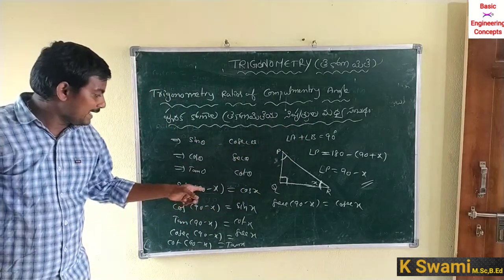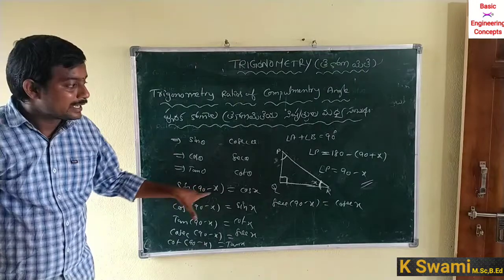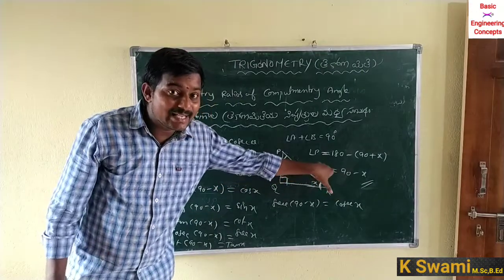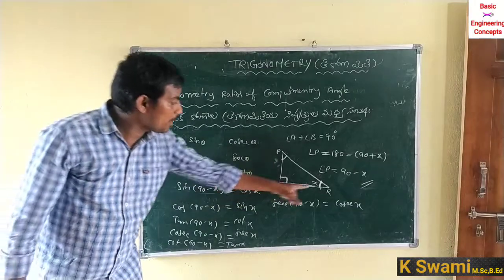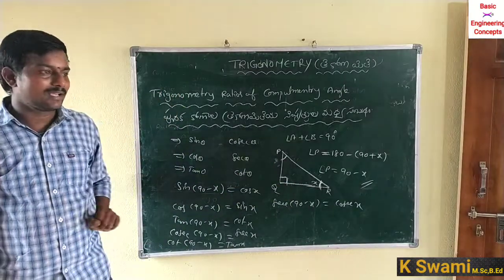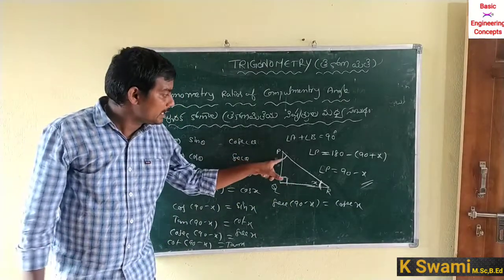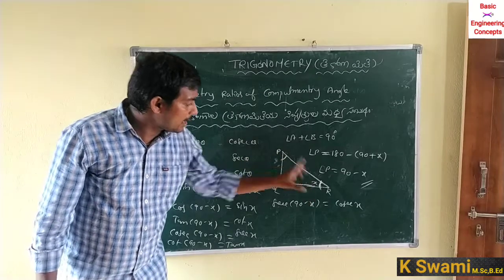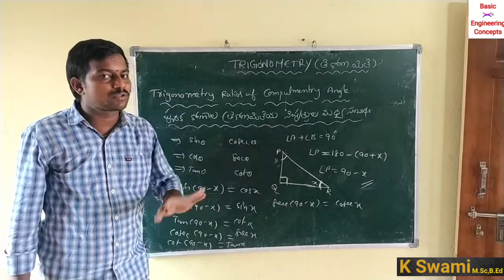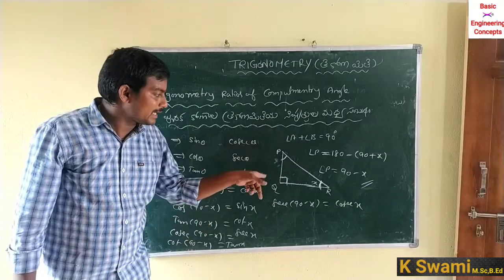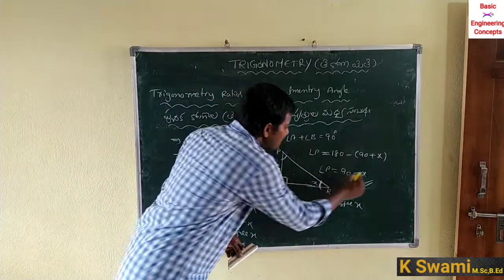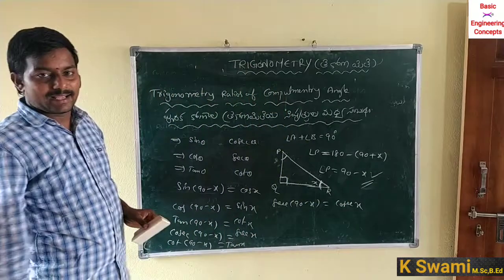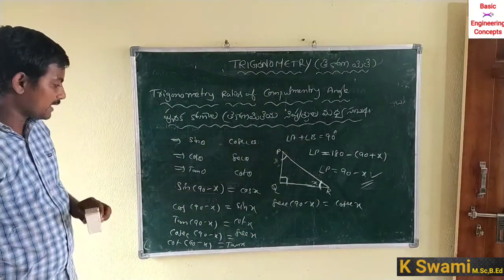Because 90 minus X is a complementary angle. PQR is a right triangle, and the sum of angle P and angle R is equal to 90 degrees. Both are called complementary angles, and angle P is equal to 90 minus X, so it is also a complementary angle.